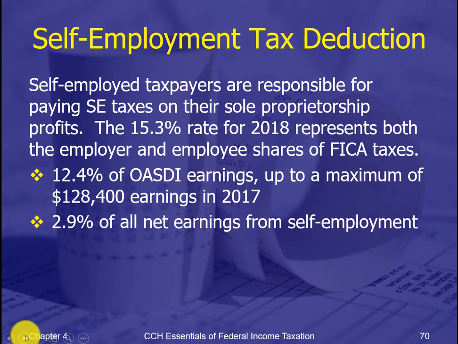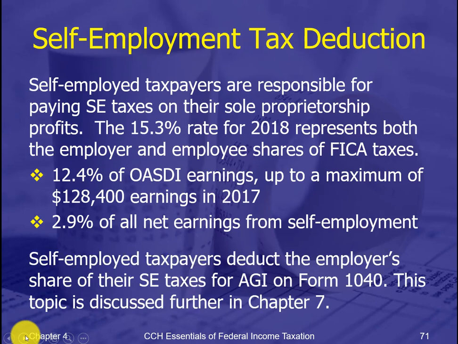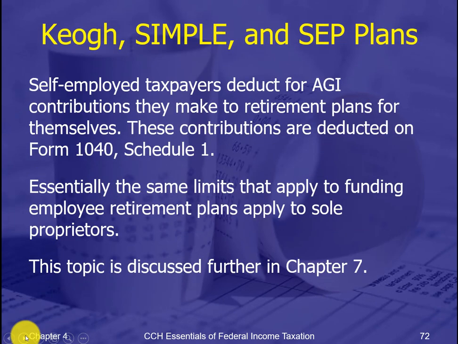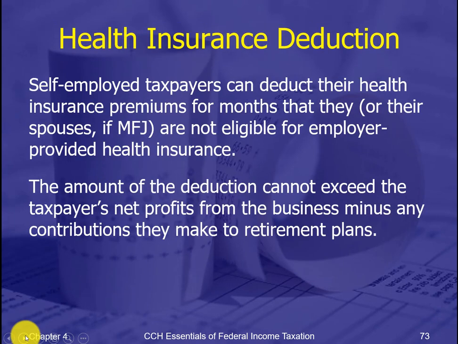Self-employment. All right. So 15.3% maximum. 128.4 was 2017. 2018 is 129, I believe, something. So that we'll cover that more in Chapter 7. These are contributions. Again, those will go in Chapter 7.